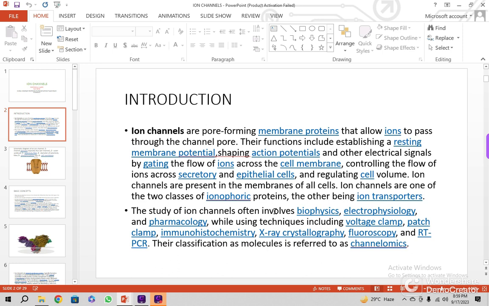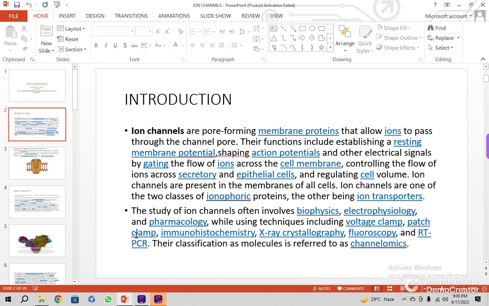Ion channels are one of the two classes of ionic exchange proteins. The other is the ion transporters, which are proteins working themselves, basically just like active transport, for example. The study of ion channels often involves biophysics, electrophysiology, and pharmacology, using techniques that have emerged during the last 20 years: voltage clamp, patch clamp, immunohistochemistry, X-ray crystallography, fluoroscopy, and RT-PCR, the reverse transcriptase polymerase chain reaction.